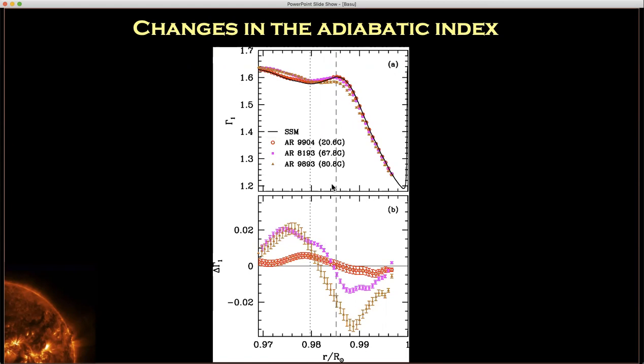The colored points are the inversion results for 3 active regions. These are results I think we obtained in 2004. This is Basu, Bogart and Antia 2004. So what we see is that the shape is indeed different, and the depth of the second helium ionization zone changes, particularly as you increase the magnetic field. So definitely there's a link there to the magnetic fields.